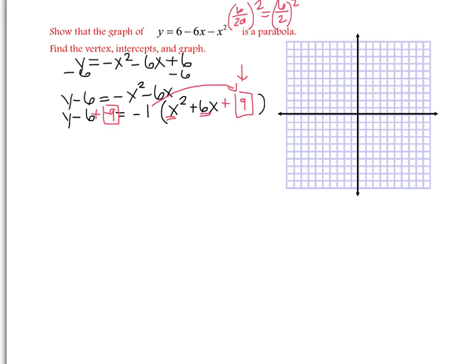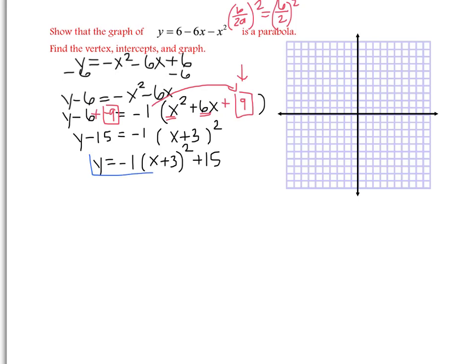So let's go ahead and do some simplifying. So here on this side we have y minus 15 equals negative 1 times. The whole point of completing the square is that the part in parentheses now is a perfect square. So that's x plus 3 squared. The last thing we need to do to get this in vertex form is to add that 15 to both sides. So we're going to get y equals negative 1 times x plus 3 squared plus 15.